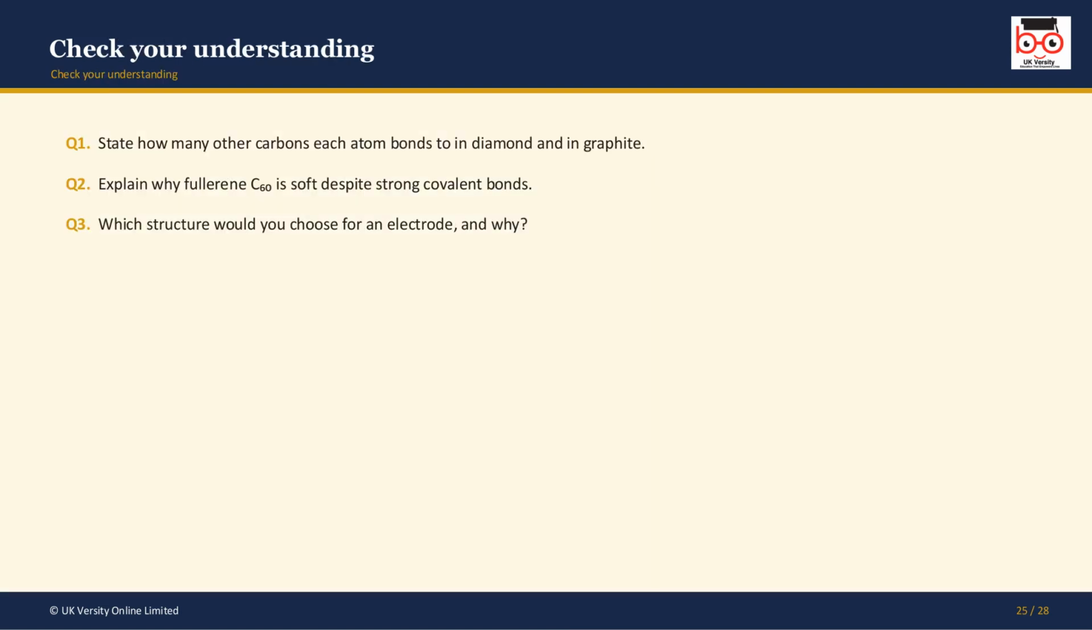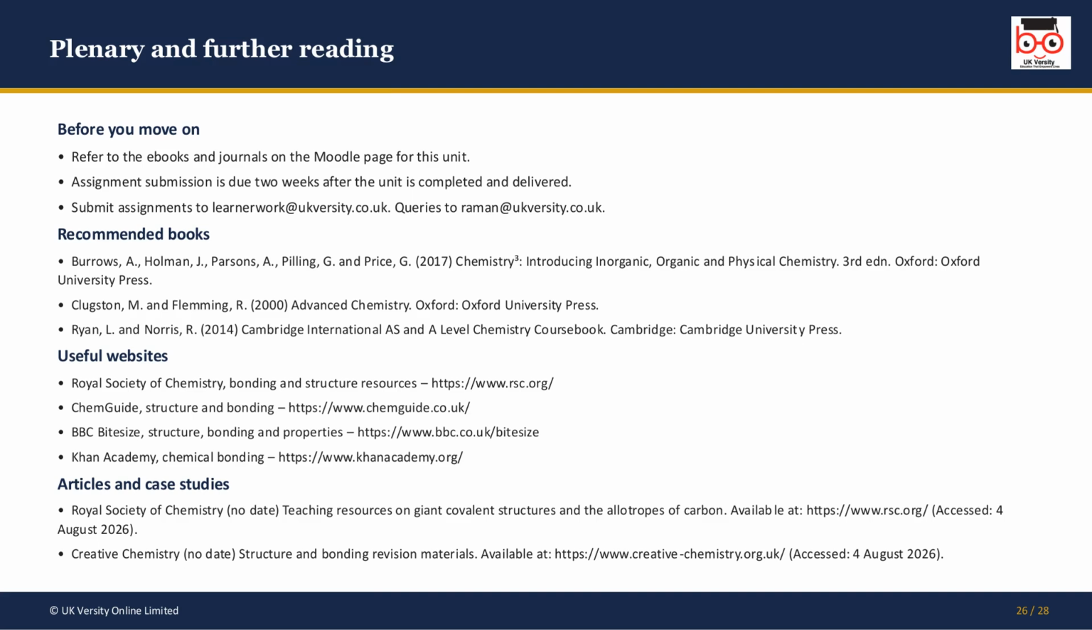Let's check your understanding one more time. First, state how many other carbons each atom bonds to in diamond and in graphite. Second, explain why fullerene C60 is soft despite having strong covalent bonds. And third, which structure would you choose for an electrode and why? Work those through. One final set to test yourself on.